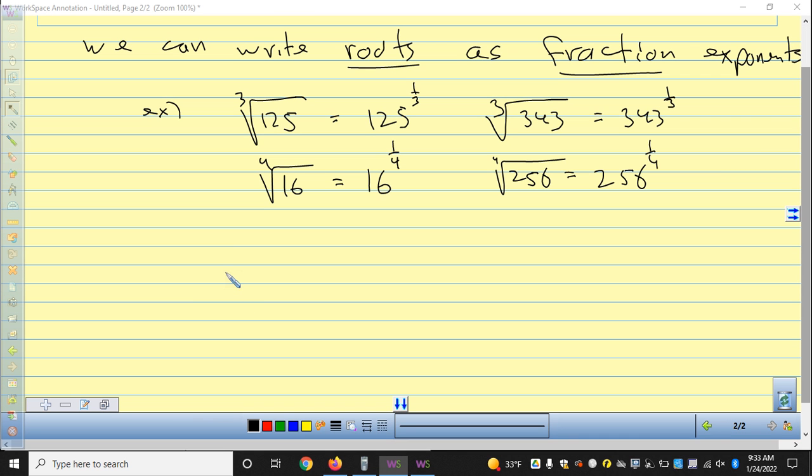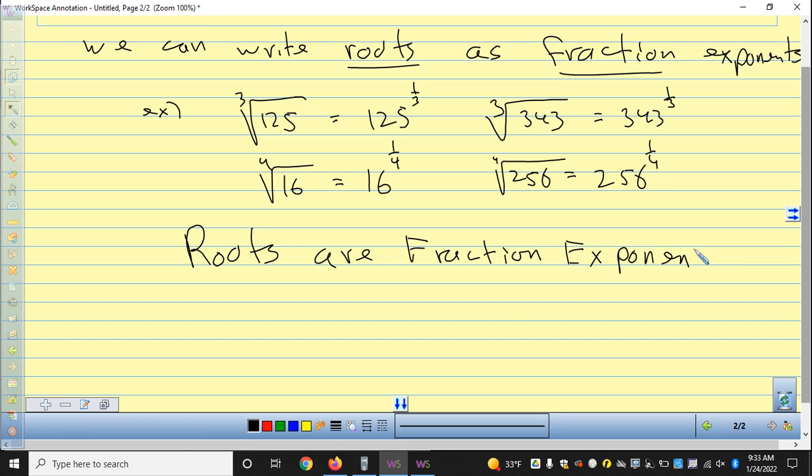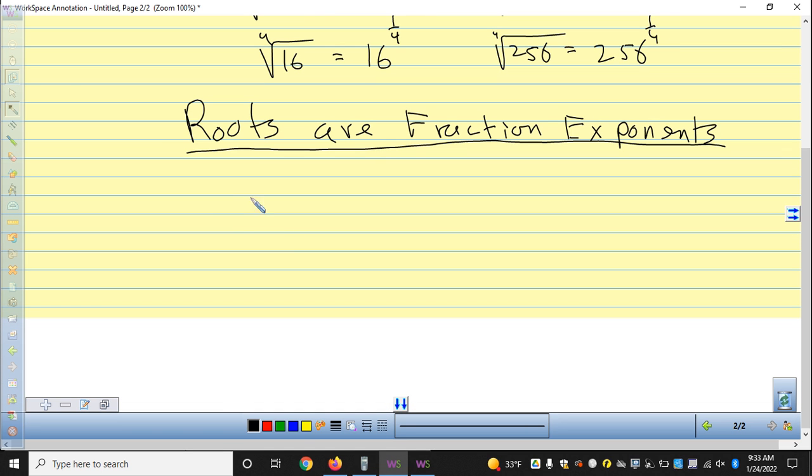So that's going to be our rule for roots. I'm going to say roots are fraction exponents. And the way we'd write that in symbols is that a to the 1/n is the same as the nth root of a.